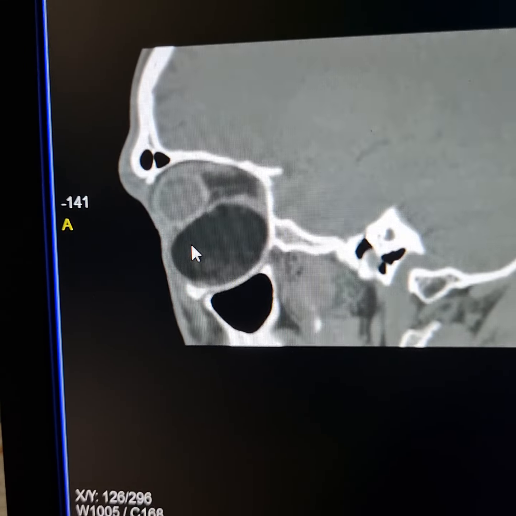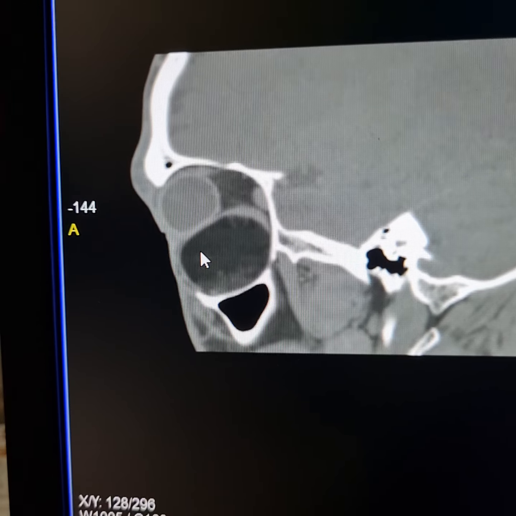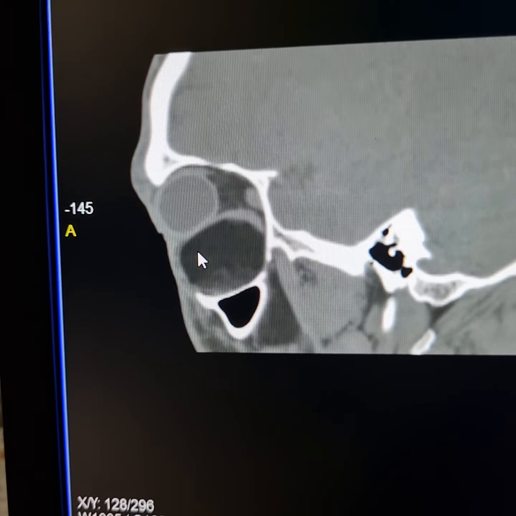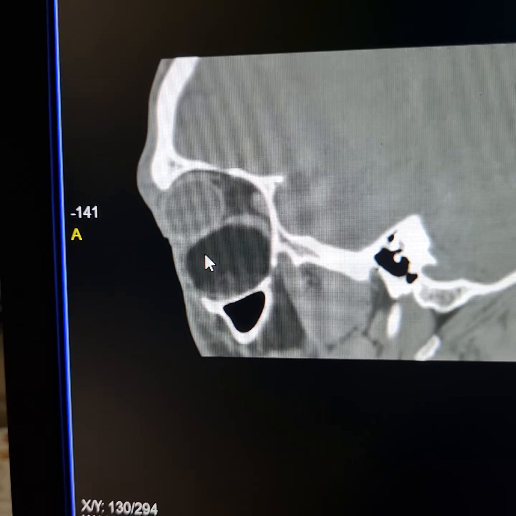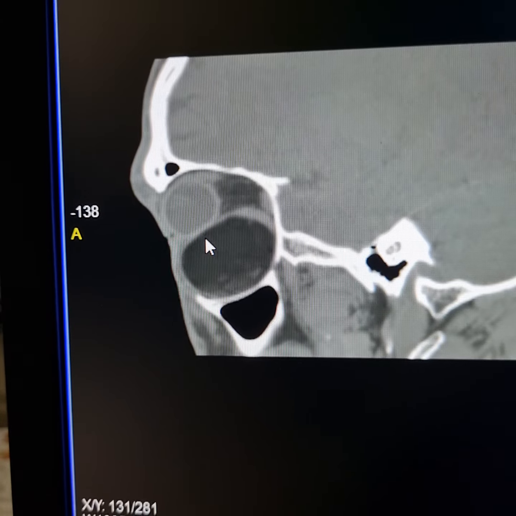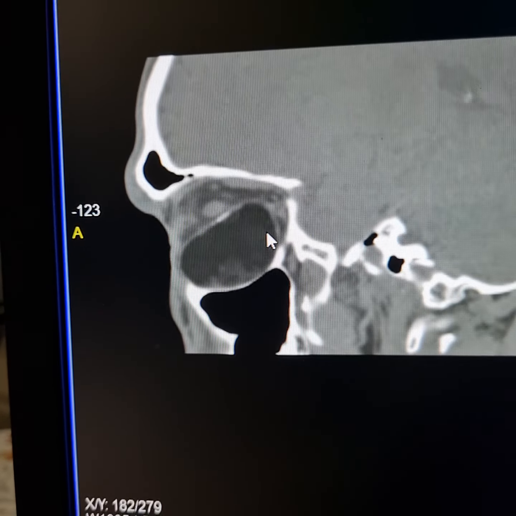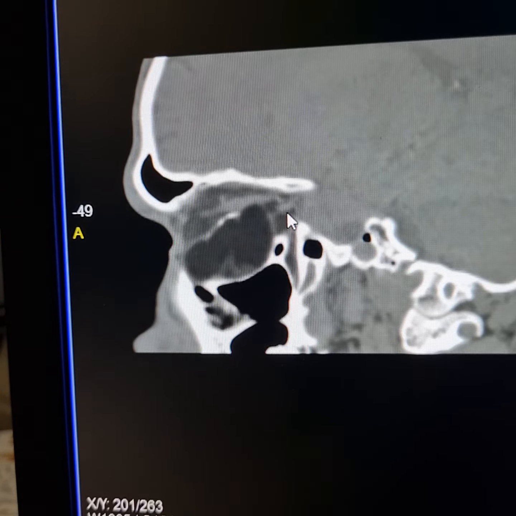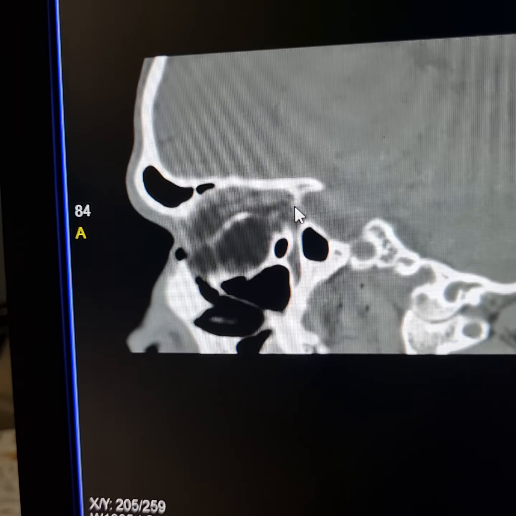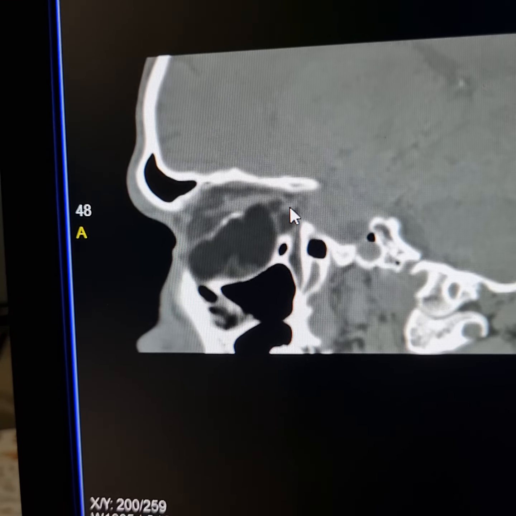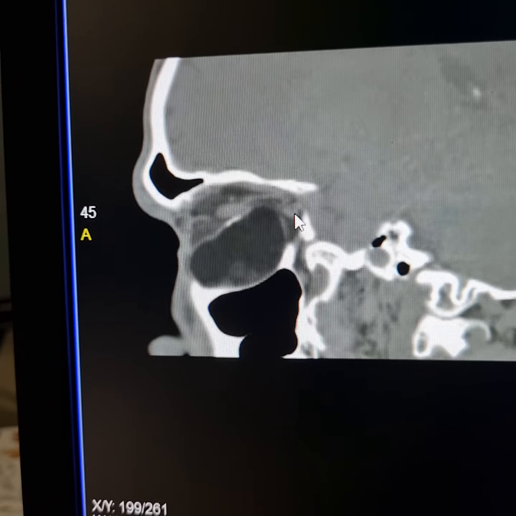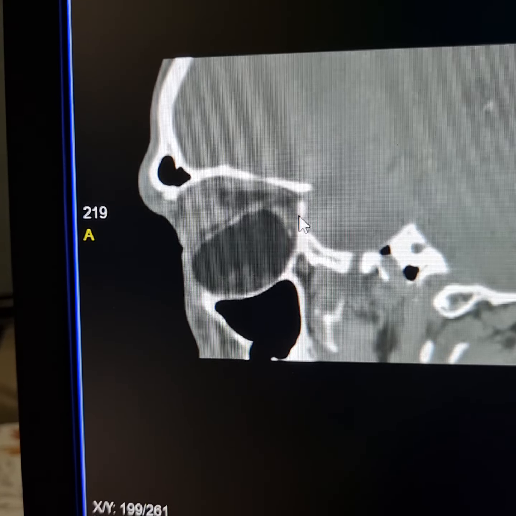Anteriorly, it extends below the right eyeball which is displaced, and superiorly, its posterior wall is slightly flattened. Posteriorly, it extends up to the orbital apex. The optic nerve and rest of the extraocular muscles are normal.